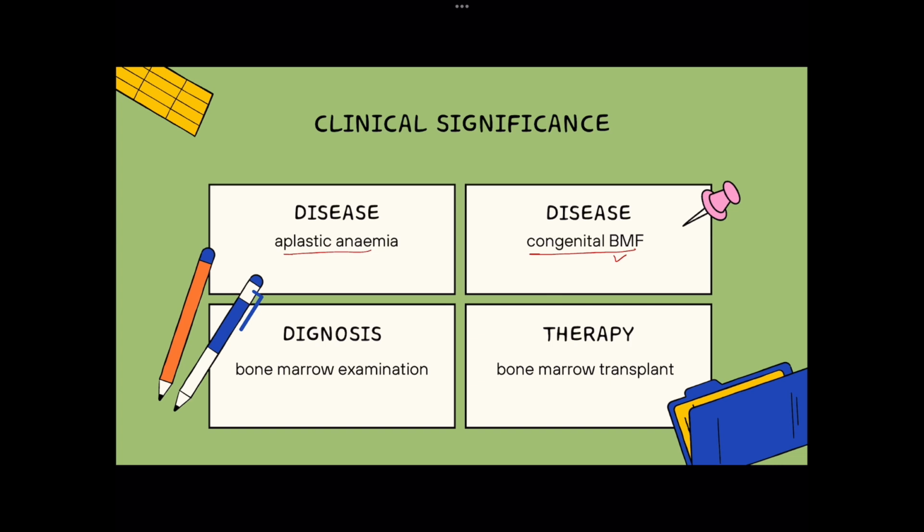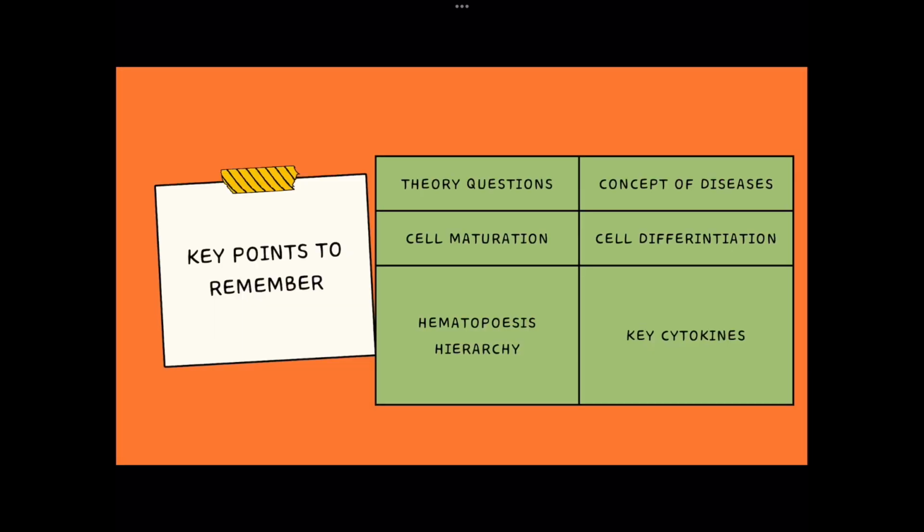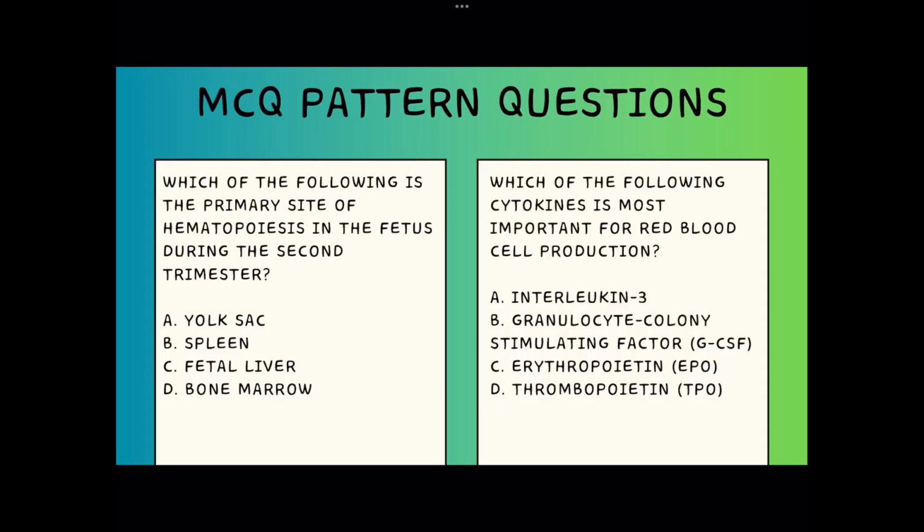There may be diagnostic implications like bone marrow examination and examination of their cellular protein expression like flow cytometry, and therapeutic intervention like bone marrow transplant where hematopoietic stem cell is transplanted to a diseased person. So what should we remember? This is a theory question: the concept of a disease, the cell maturation pathway, cell differentiation, and the hematopoiesis hierarchy. This is needed for our future discussions, and key cytokines which I will elaborate in the next video.